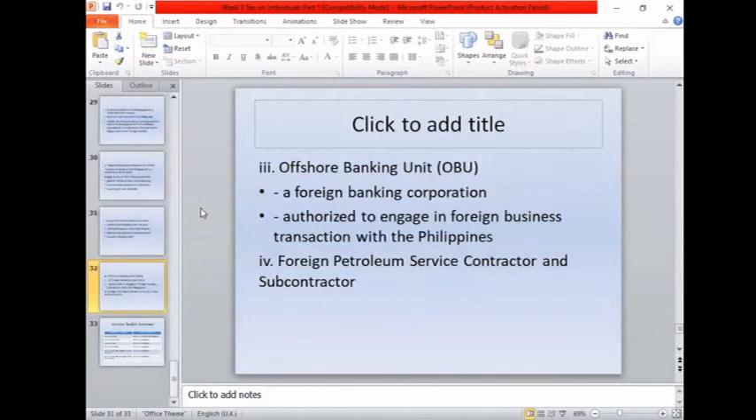And of course, another special tax is the offshore banking unit. So the offshore banking unit, these are the foreign bank corporations, and these offshore banking units are authorized here in the Philippines to engage in business transactions in the Philippines. And another is the foreign petroleum service contractor and subcontractor. So those are subject to final tax. That's why gasoline has special tax aside from the excise tax. So those are the special taxpayers.